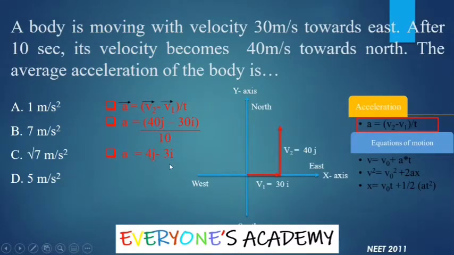For the magnitude of this vector, we can calculate by using the Pythagoras theorem, that is square root of a square plus b square is the magnitude of any vector. So mod of a, or the magnitude of a, will be equal to square root of 16 plus 9, that is equal to square root of 25, and it becomes 5 meter per second square. So correct answer for this question is option D.